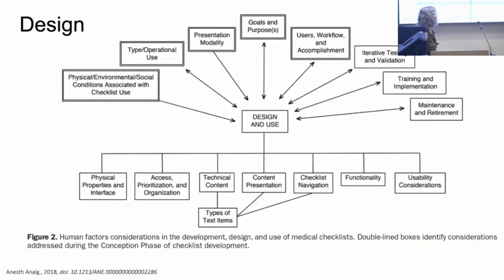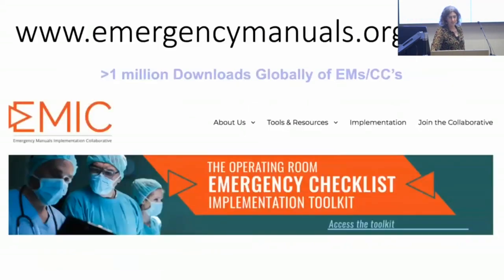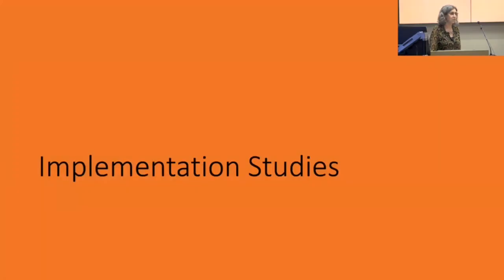This is a design paper from Dr. Barbara Burian, which is an amazing overview of the field in both aviation and healthcare. And so for any of you interested in working on design of these kinds of things, I highly recommend this. We've now had more than 1 million downloads globally of the various emergency manuals and crisis checklists through EMIC. And if you go to the tools and resources, free tools, you can access both the actual content as well as the implementation toolkits with trainings, videos, and roadmaps and suggestions for how to make those more helpful.